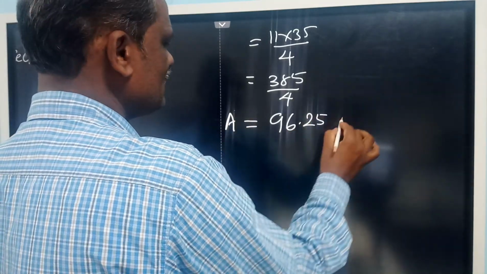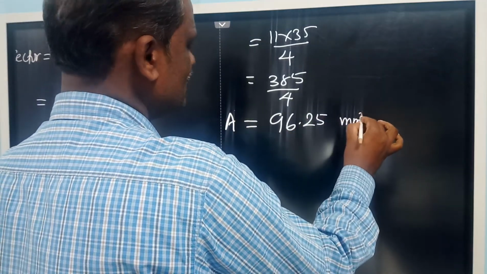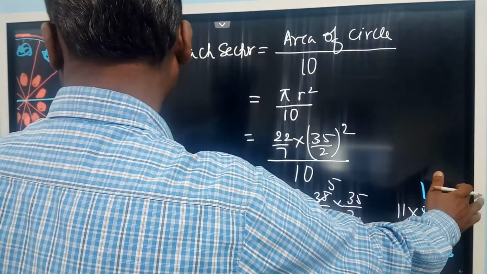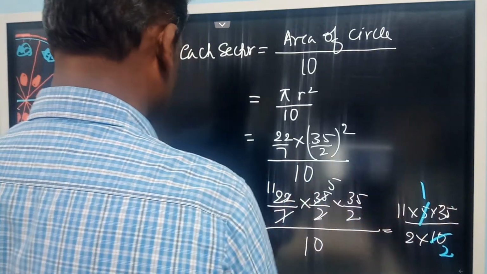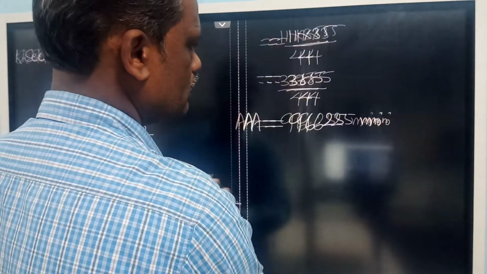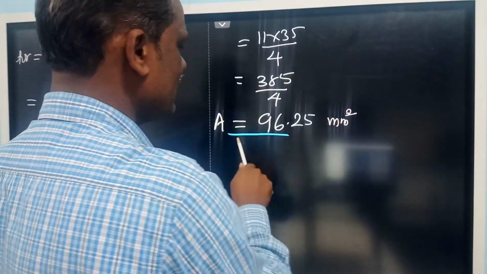So the area of each sector is in millimeter square. Is it in millimeter or centimeter? Yes, millimeter square. This is the area of each sector.